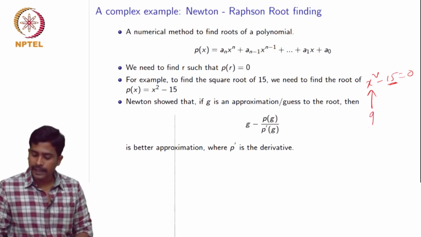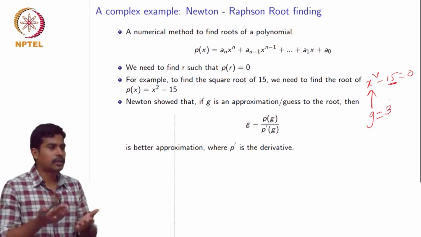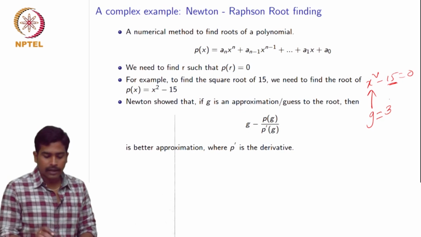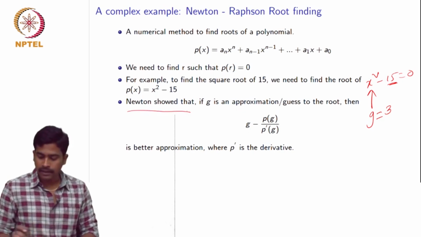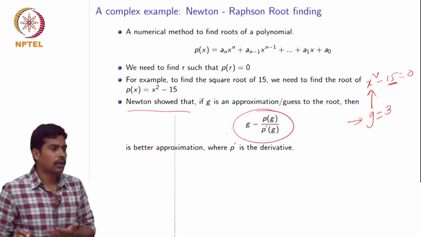So initially we have to make a guess what could be the solution for this equation. We can say 3 is the closest approximation to the actual solution, and according to the Newton-Raphson method, if this is your guess, this is going to be a much better guess than what you already guessed.